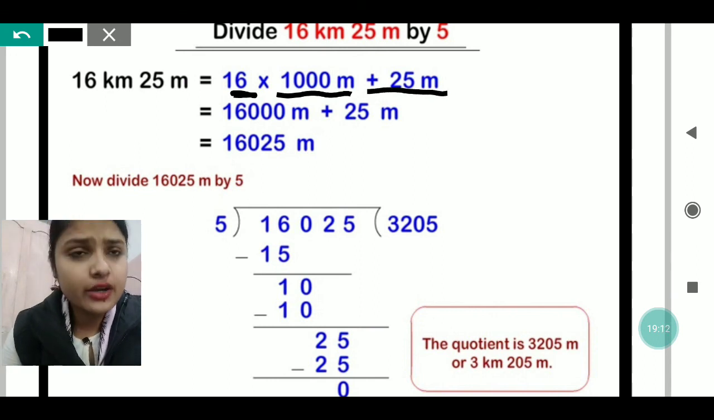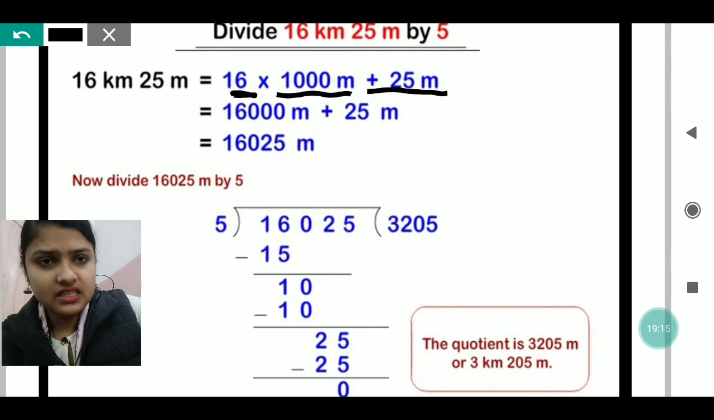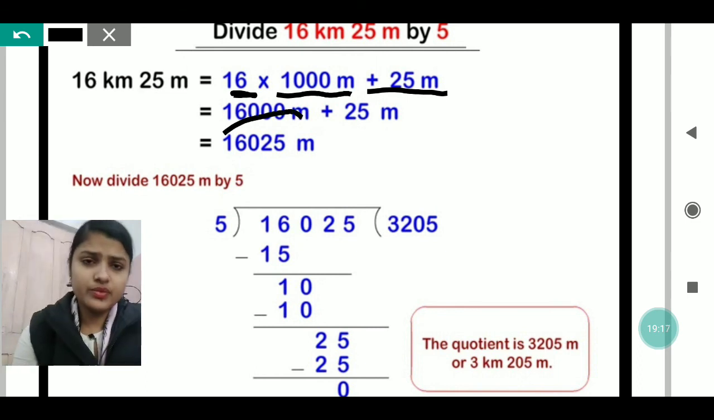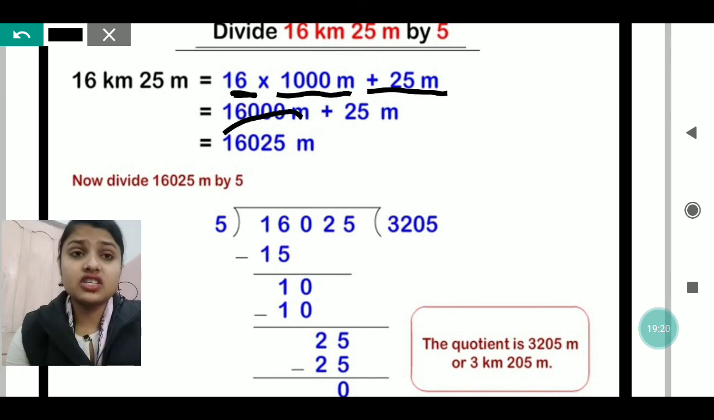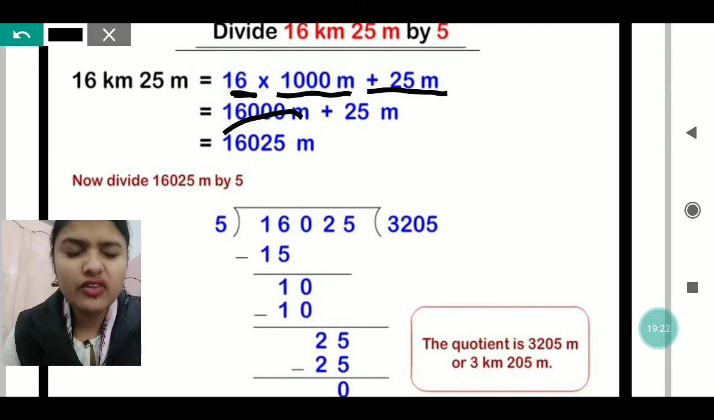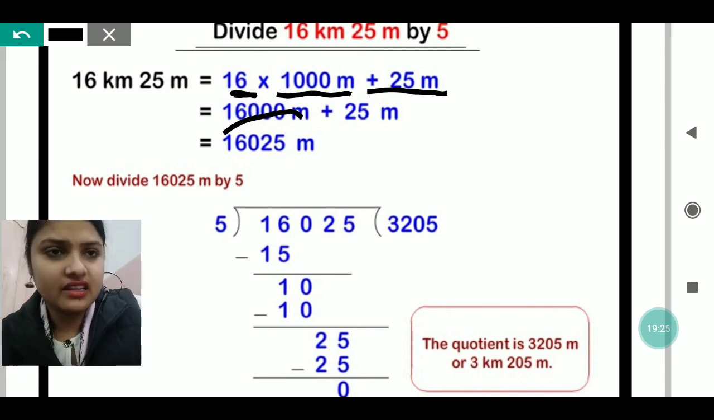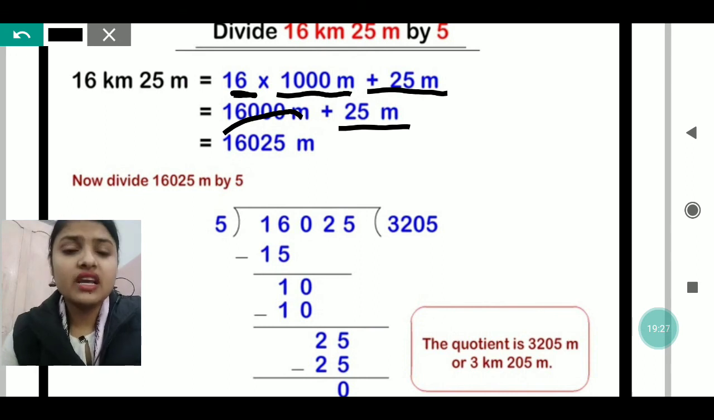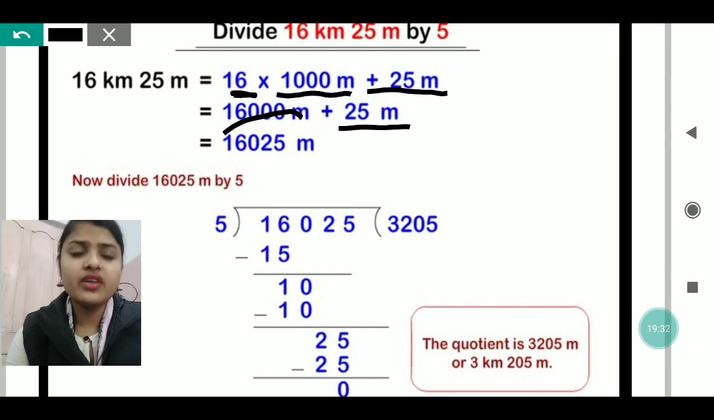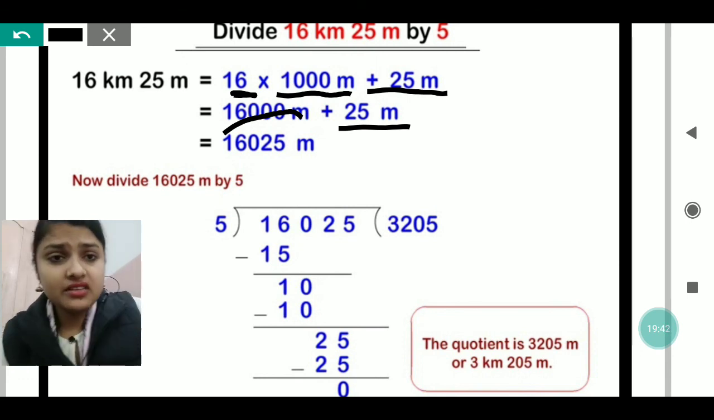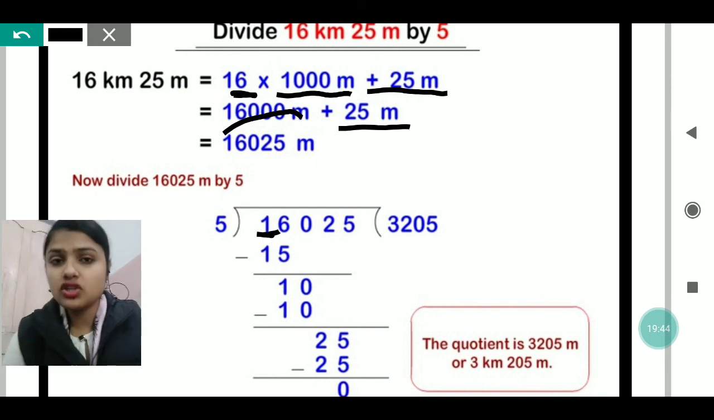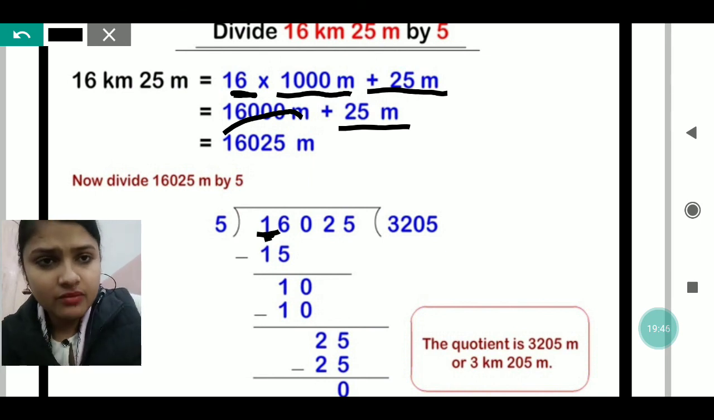When we do 16 into 1000, we get 16,000 meters. In that 16,000 meters we add the 25 meters, so we will get 16025 meters. Now we will divide it. When we divide 16 in the table of 5, 1 is not coming. The first digit we will divide, then 1 is not coming, so we will take 2 digits at a time, that is 16.